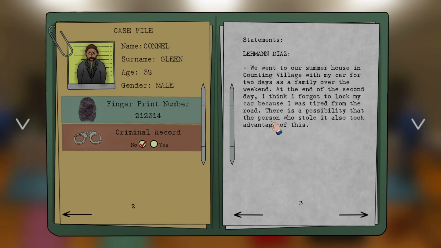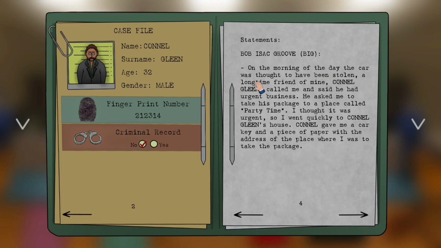There was a possibility that the person who stole it also took advantage of this. On the morning of the day the car was thought to have been stolen, a longtime friend of mine, Colonel Green, called me and said he had urgent business. He asked me to take his package to a place called Party Time. I thought it was urgent, so I went quickly to Colonel Green's house.